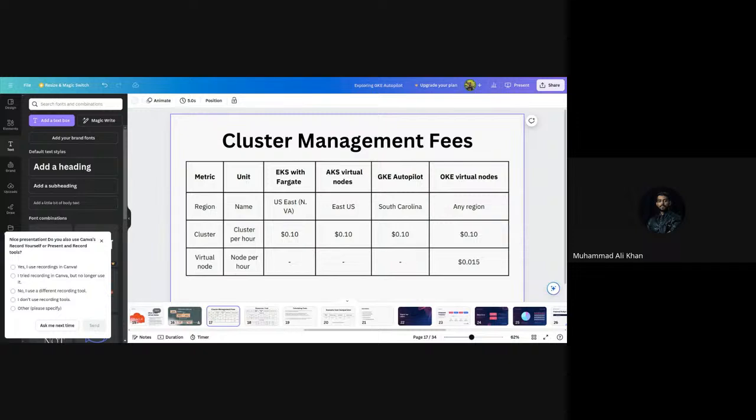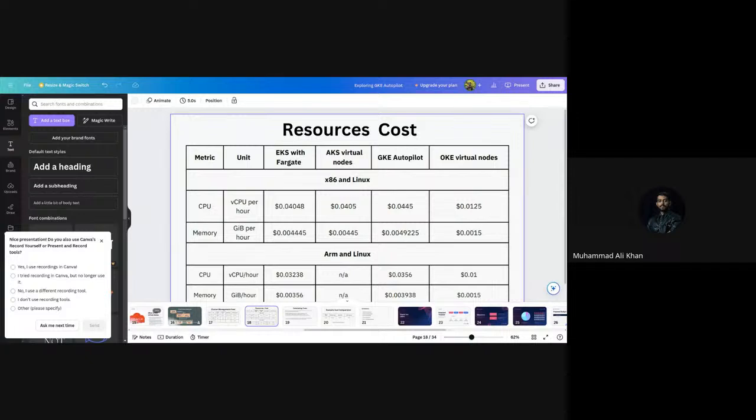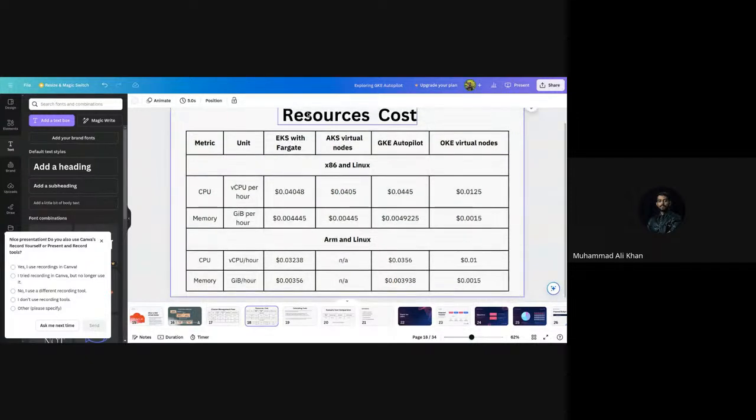But AKS virtual node charges you more per node, that is $0.015 per virtual node. So when we talk about resource cost between all of these clusters, between all of these clouds, the AKS virtual nodes fairly cost less than the other clusters, that is EKS with Fargate, EKS virtual node, or GKE Autopilot.